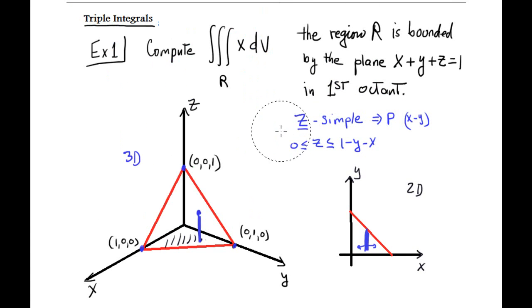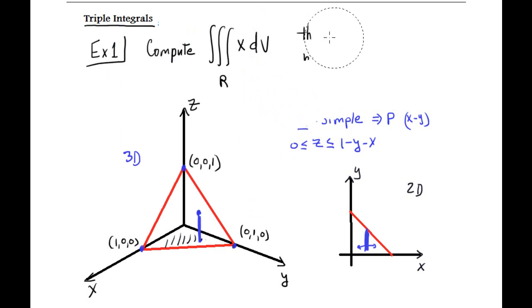This integral is equal to the triple integral. We have 1, 2, and 3 layers. So I make a decision to integrate first with respect to z. And z goes from 0 to the wall of the plane, that is 1 minus y minus x. I did the first part.